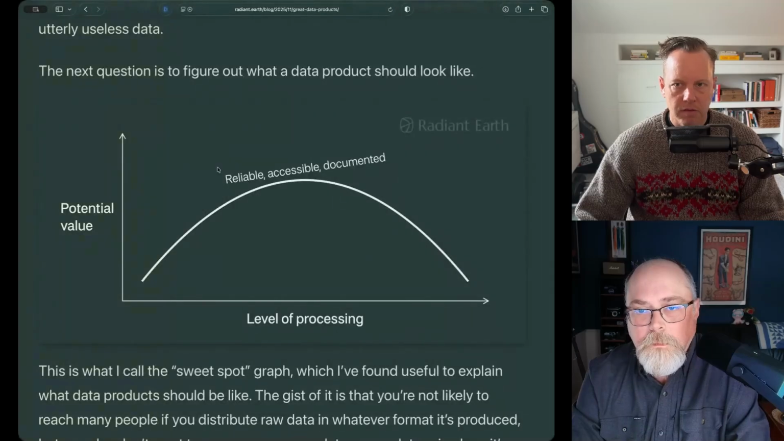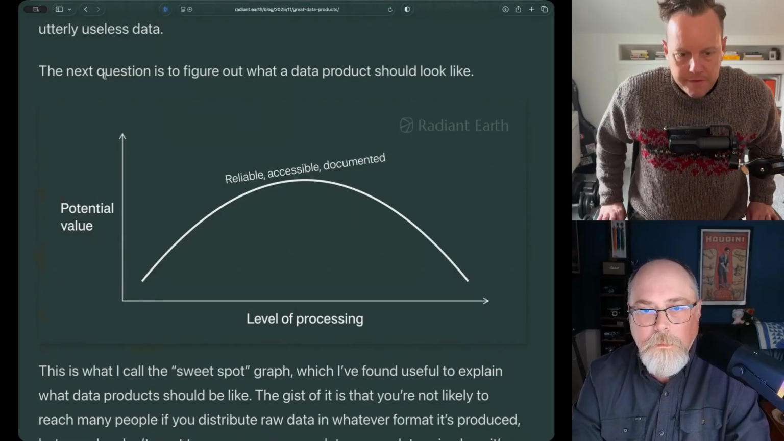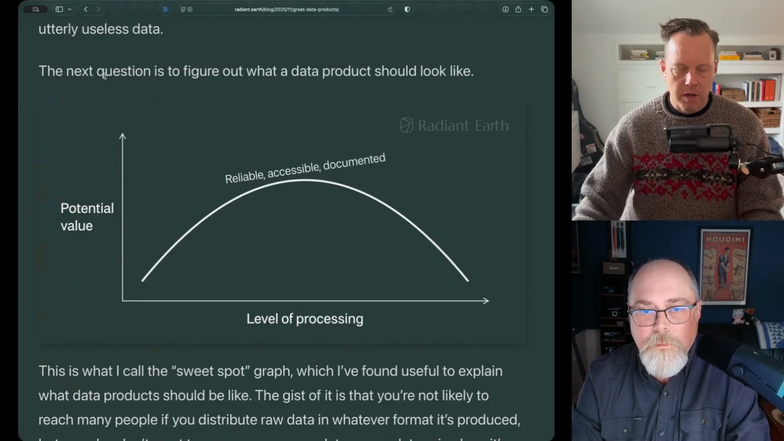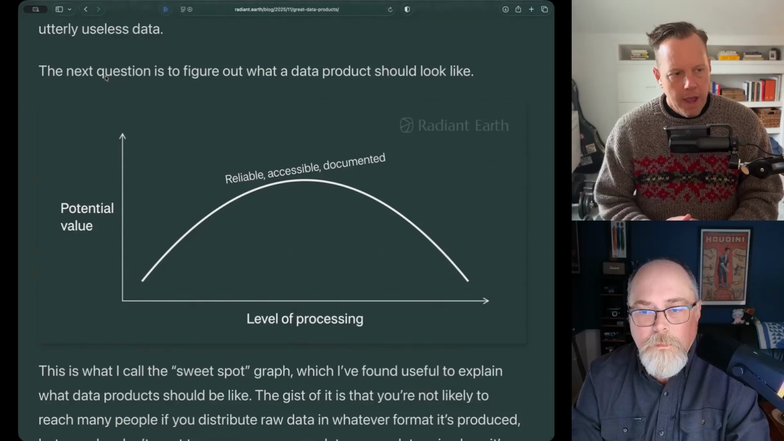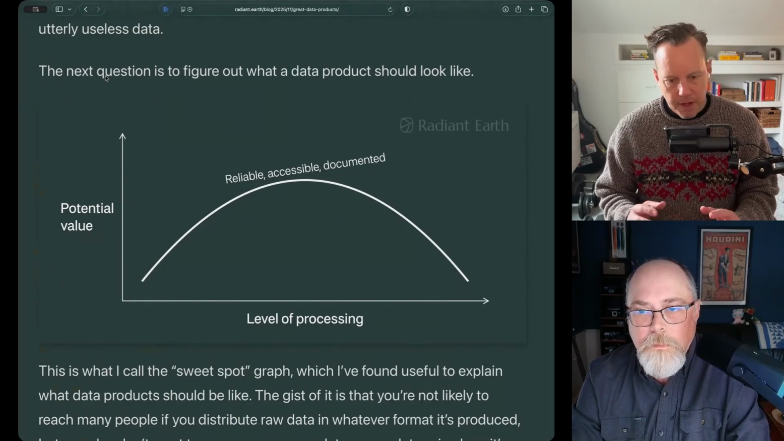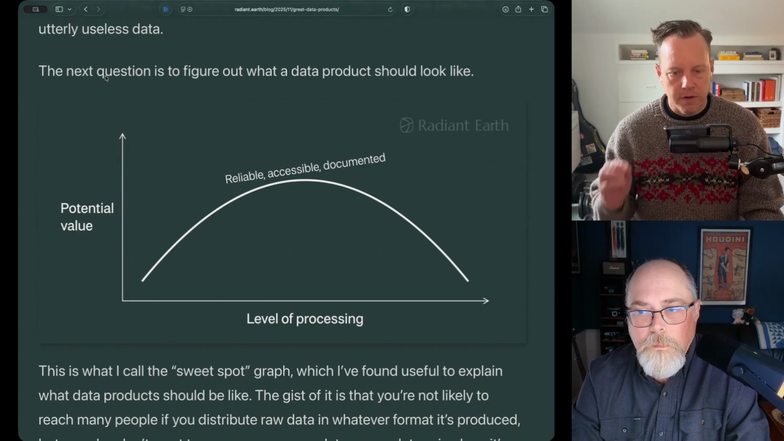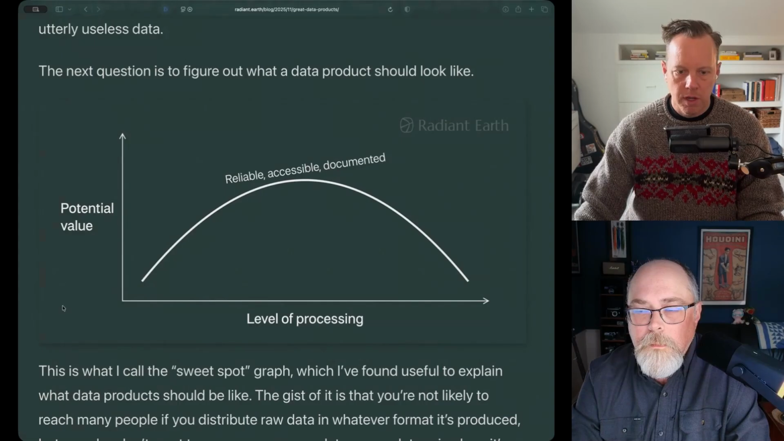This is a drum I've been beating for a really long time. This is a graph I've been talking about for many years, but it's been enshrined in this blog post, and I'm going to expound on this in a future post. It's useful to think about how you maximize the usability of data, and why a programmatically accessible approach is so important.